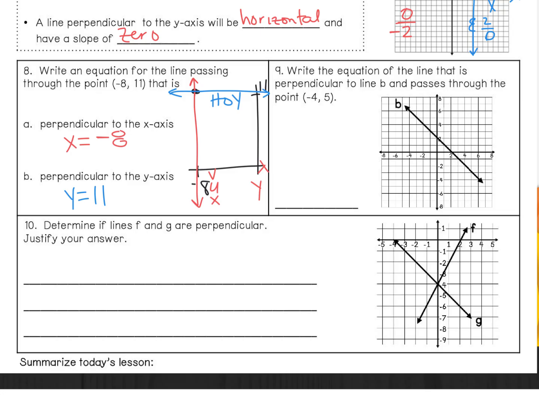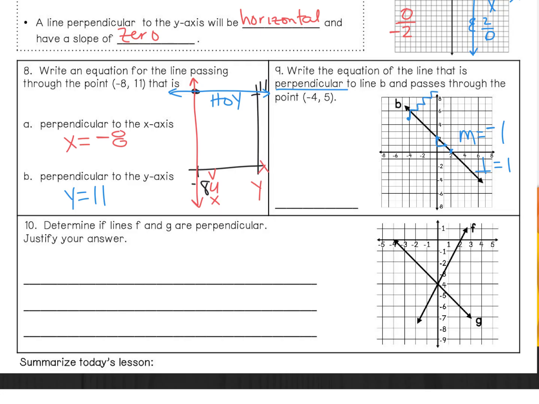Write the equation of the line that is perpendicular to B and goes through (-4, 5). You can do this a couple of ways. You can say, okay, here's (-4, 5). You still have to find the slope of this line. What is the slope of B? Down 1 over 1. So if we're going to do perpendicular, my slope's going to become what? Positive 1.